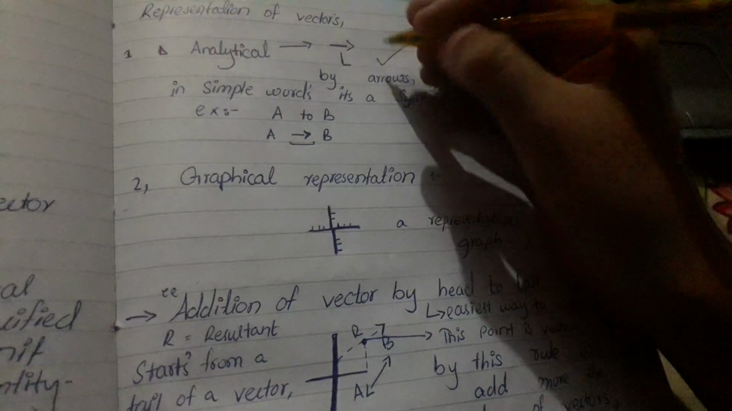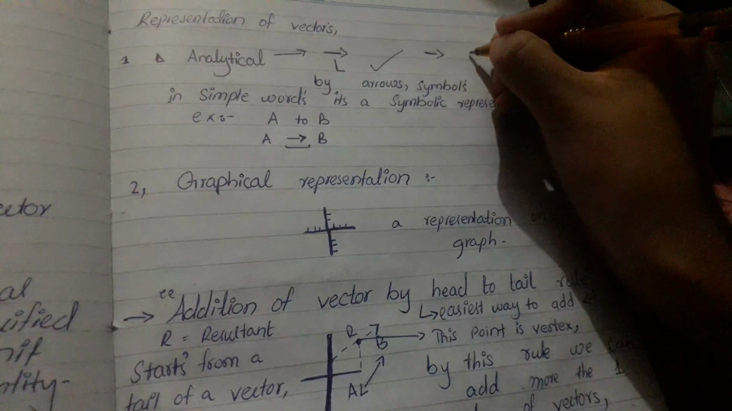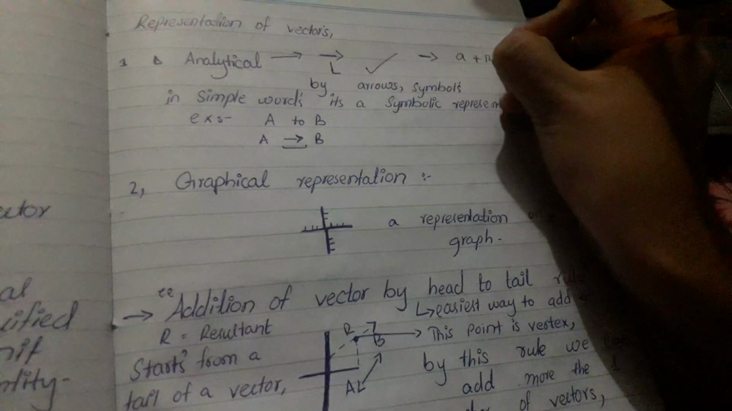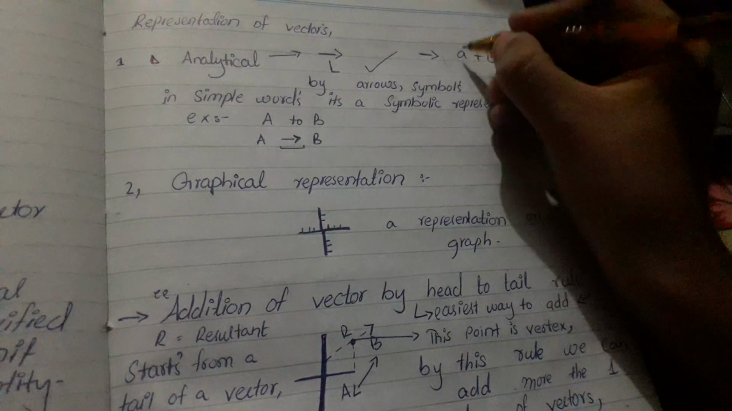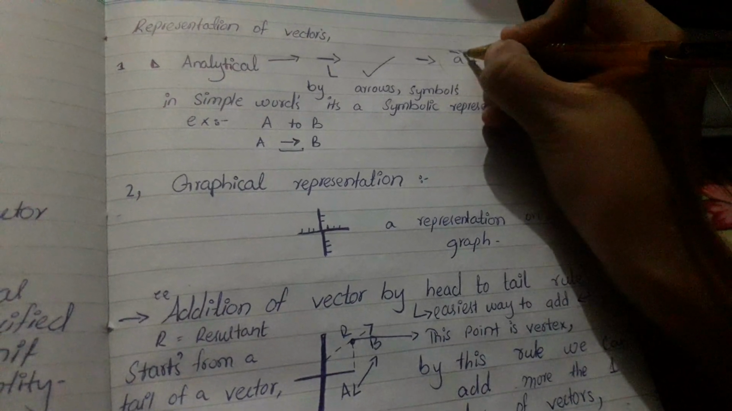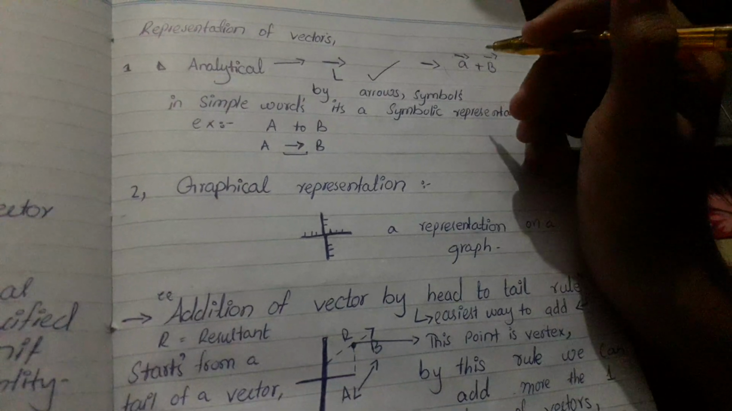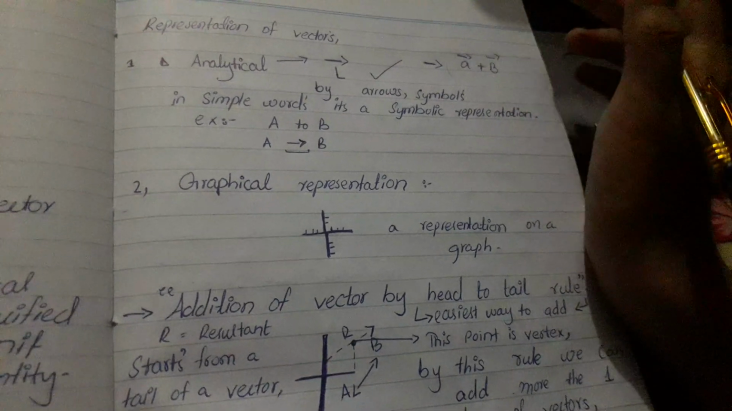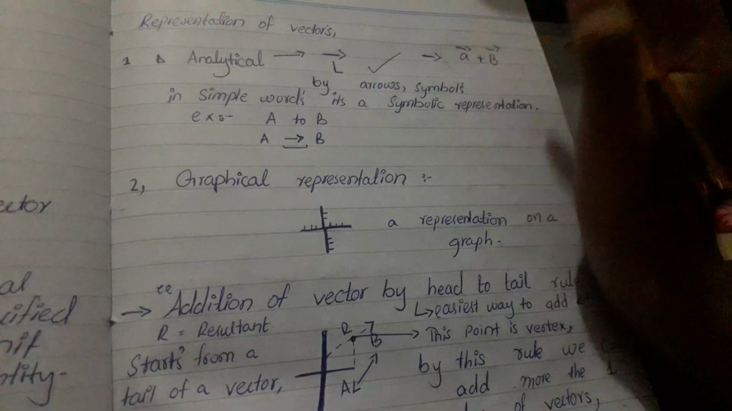An analytical vector is defined as an arrow. For example, point A plus B, right? Right now it's a simple scalar quantity. Meanwhile, if I'm adding a representation on it, that is an analytical representation, or you can simply say symbolic representation. That is what an analytical representation means.